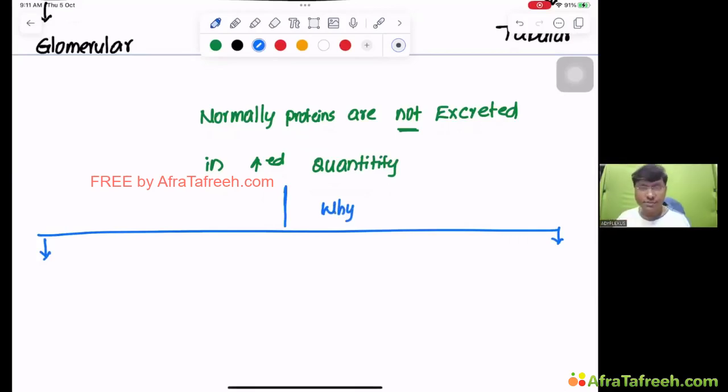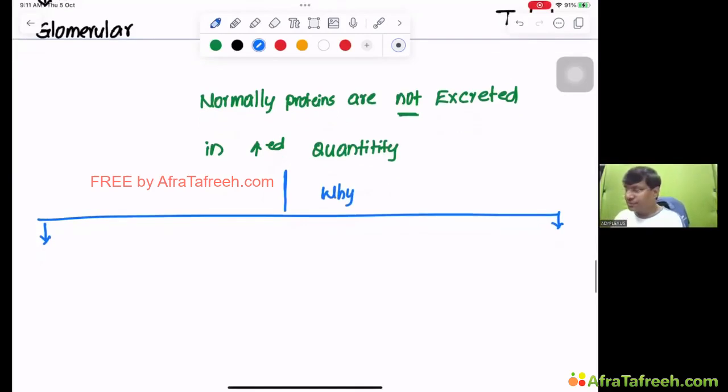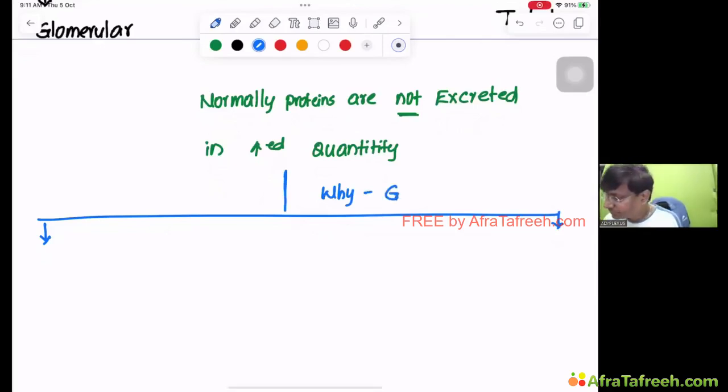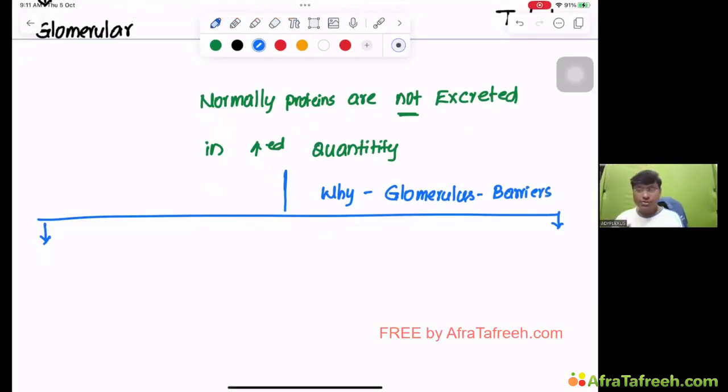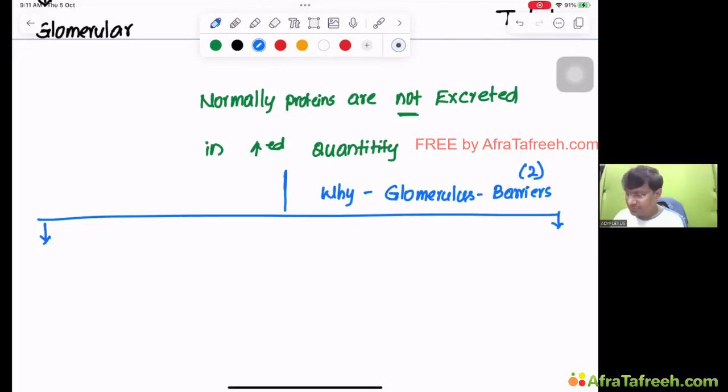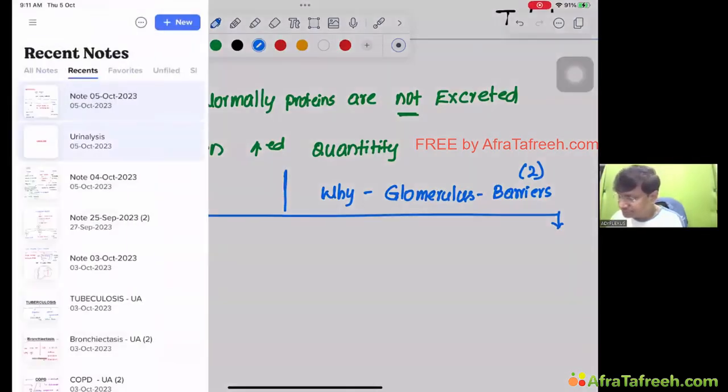Right, now the question comes, why? So the point that you should understand is that the glomerulus has a barrier for the proteinuria to occur. Right, the glomerulus has barriers so that the proteinuria does not occur. What are these barriers? There are two important barriers within the glomerulus. What are those? I'll just show you.